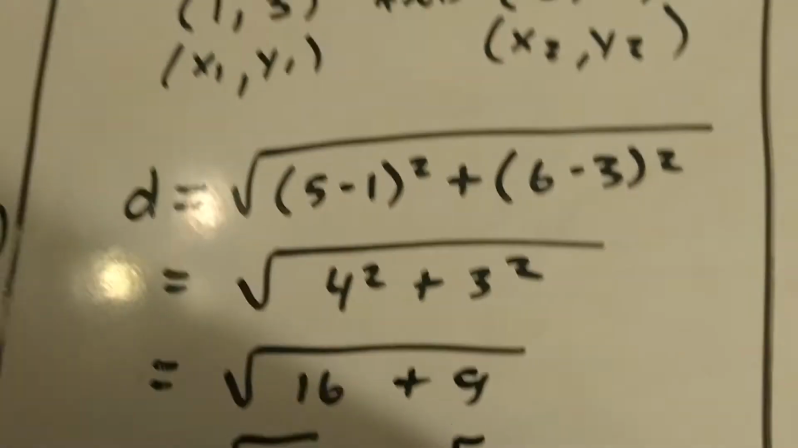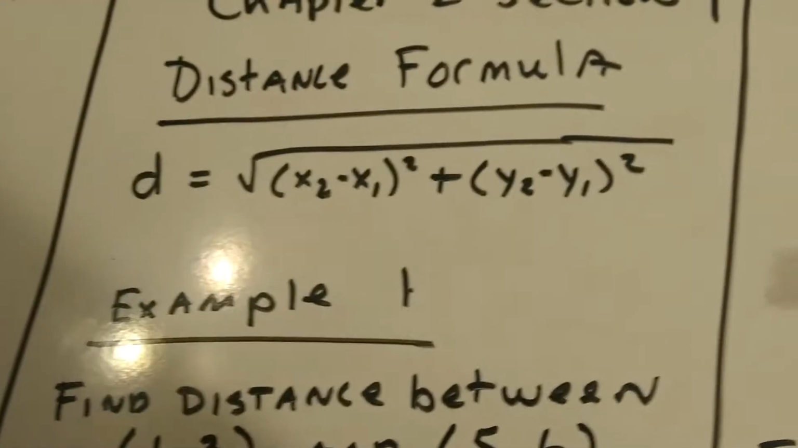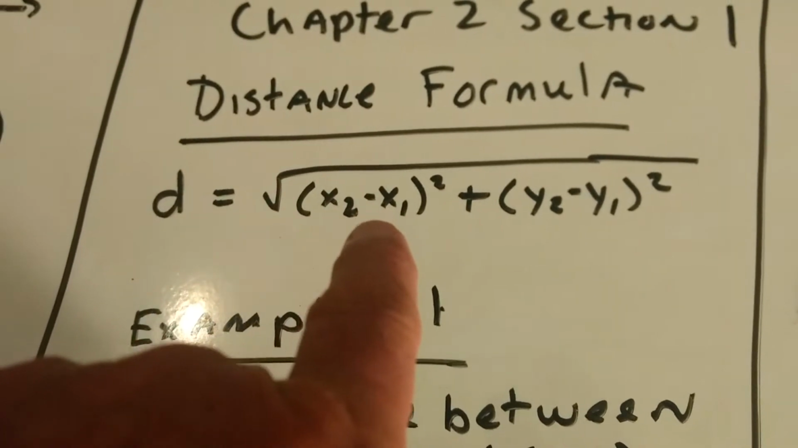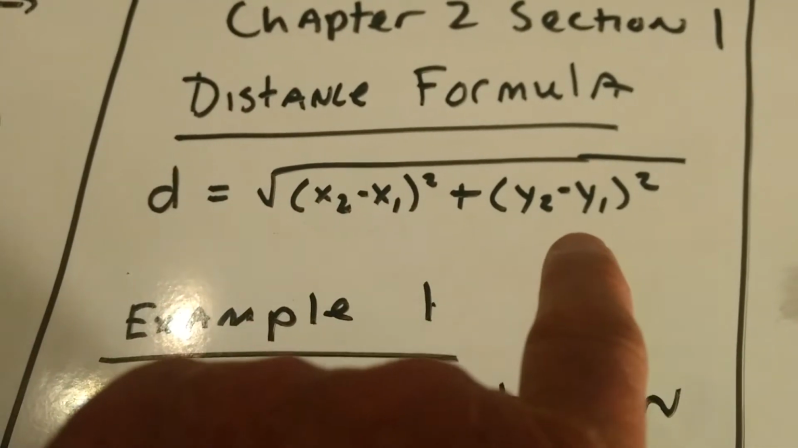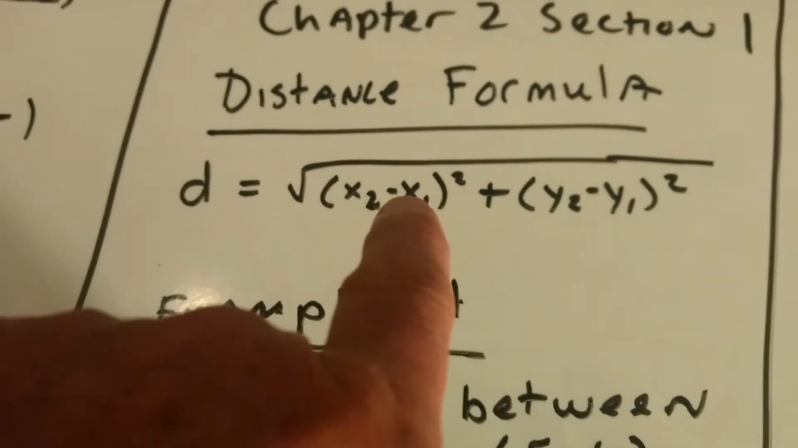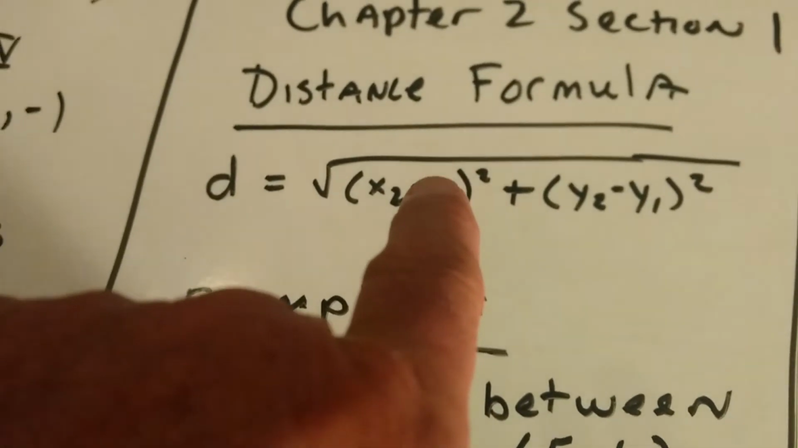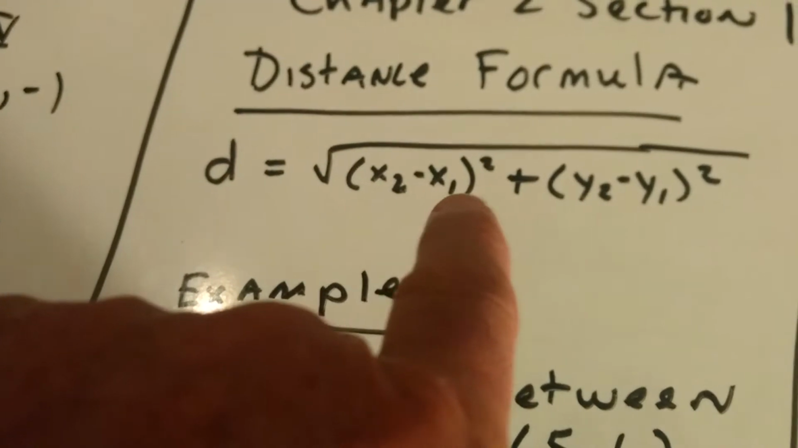Done. Be careful with the distance formula because there is a minus sign here. So if my x1 or my y1 is negative, that means I'm subtracting a negative, which means I'm going to have a double negative, which makes it positive. So be careful with that.